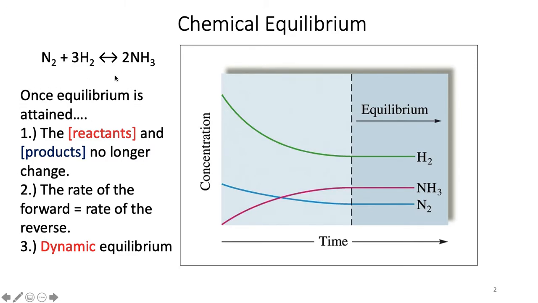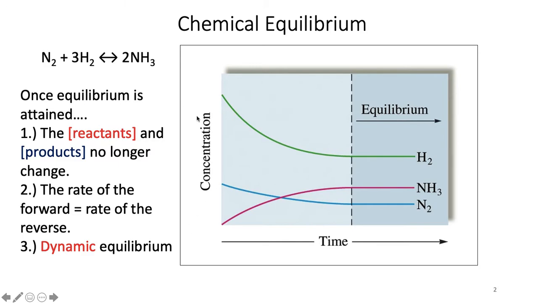Once equilibrium is attained, though, we notice that the concentrations of reactants and products no longer change. The square brackets in these chapters denote concentrations. Let's look at this reaction in a graphical representation. Here's my concentration versus time.